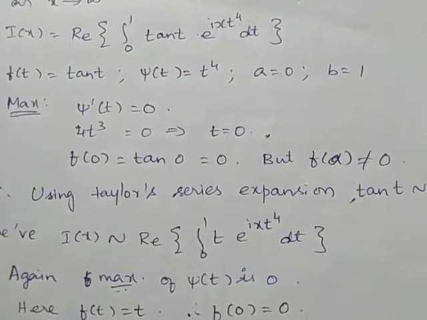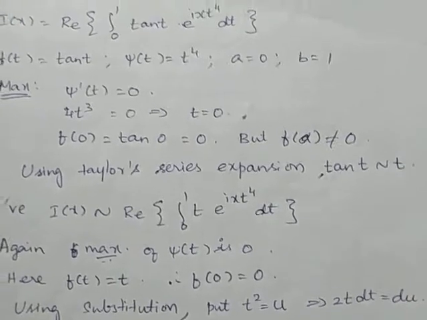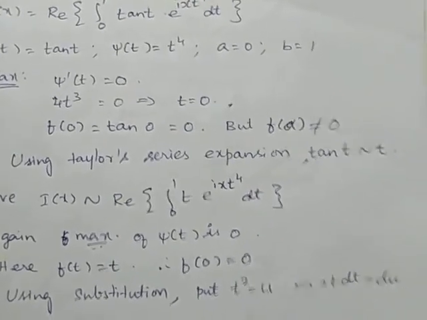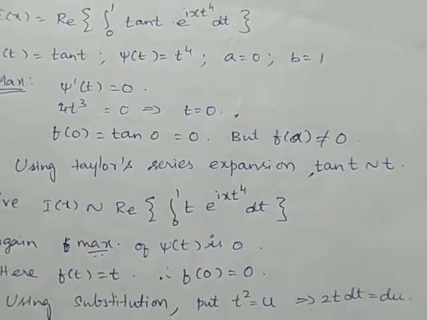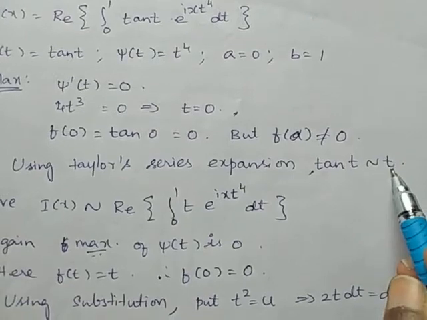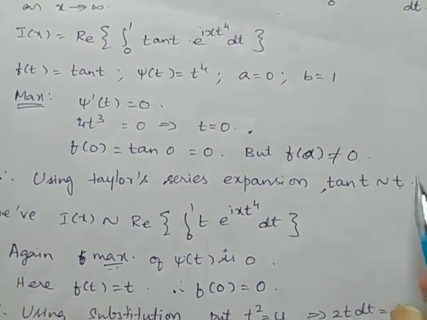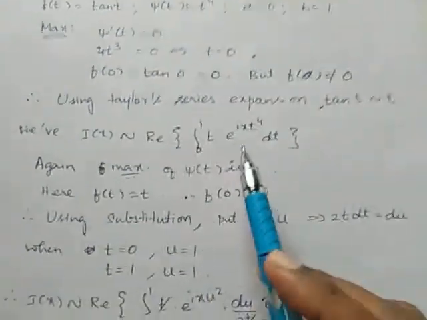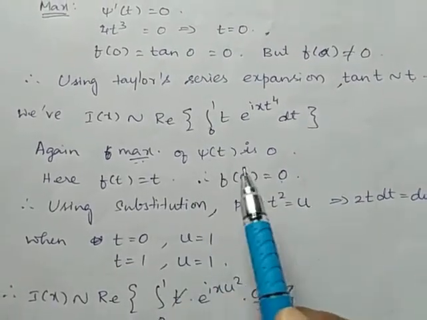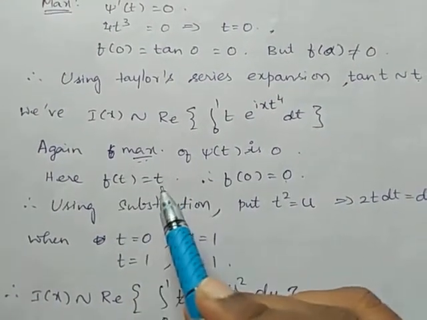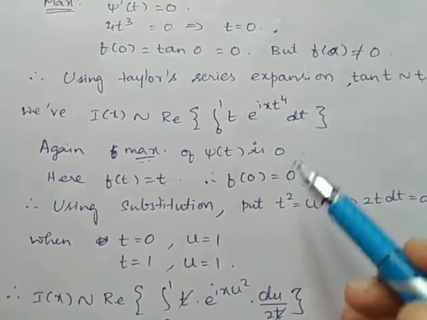So we have to use the Taylor series. The Taylor series approximation for tan t is t plus t cube by 3 factorial, etc. But I am considering only the first term because we are going to find the leading order term. So just substitute here. Now t is 0. Again, what is f of t? F of t is 0. It is 0 again. So again we cannot proceed.